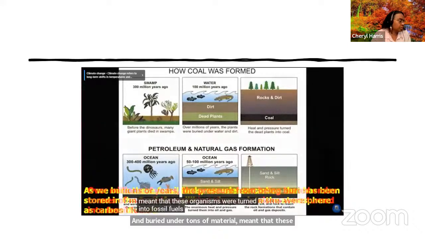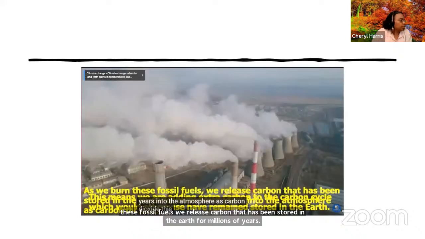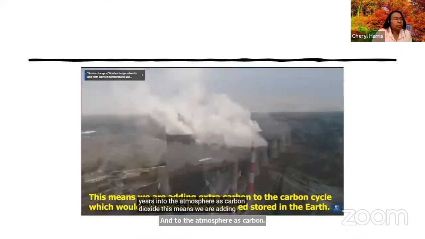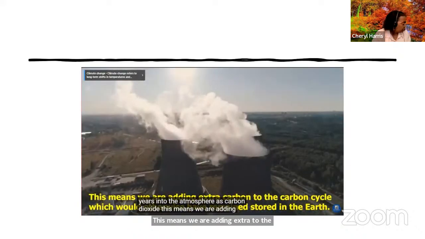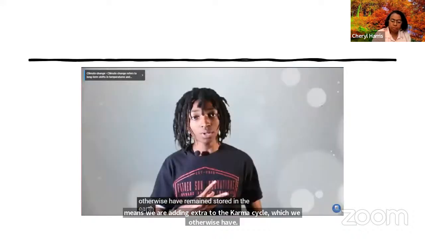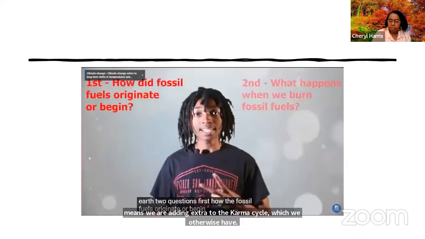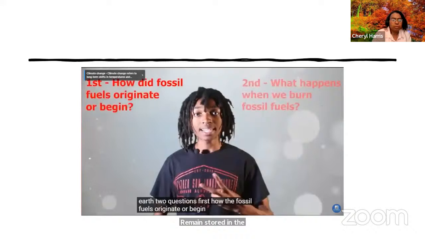As we burn these fossil fuels, we release carbon that has been stored in the earth for millions of years into the atmosphere as carbon dioxide. This means we are adding extra carbon to the carbon cycle, which would otherwise have remained stored in the earth. Two questions. First, how did fossil fuels originate or begin? Second, what happens when we burn fossil fuels?